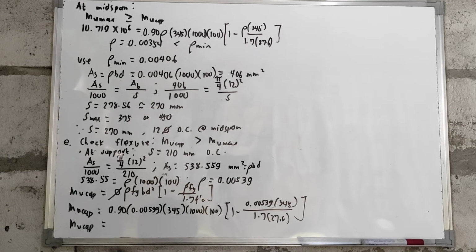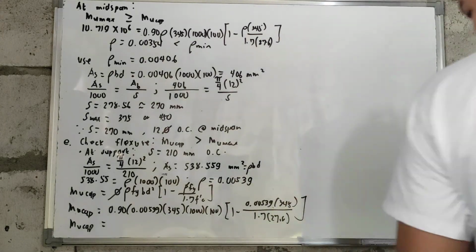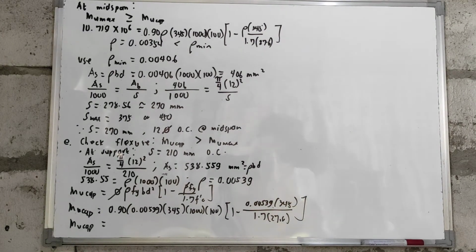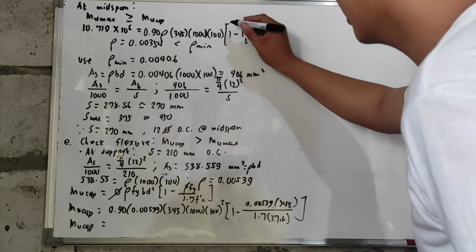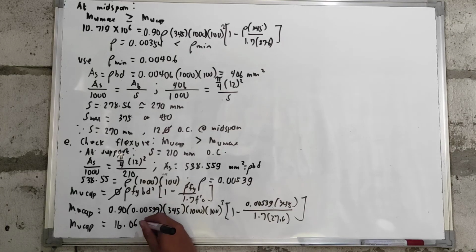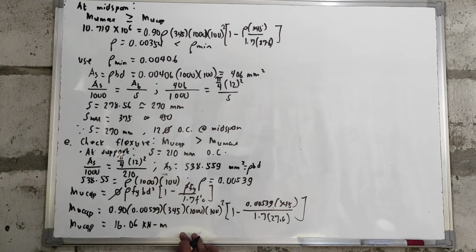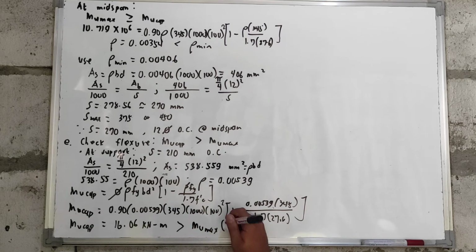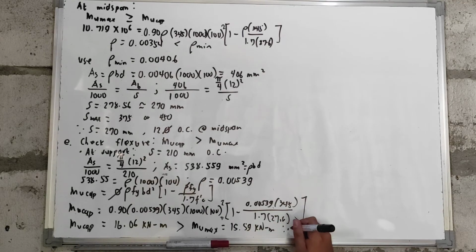wait lang ha, compute natin. So that is equal to 16. So, eto, meron lang mali sa formula natin. Hindi natin nalagay yung squared sa D. Squared. Okay. Naka-squared dyan. So, that is equal to 16.06 kilonewton meter. So, times 10 raised to 6 yan. So, alisin natin yung times 10 raised to 6 para maging kilonewton meter yan. Which is, etong nakuha natin na Mu capacity that is greater than to the value ng Mu max natin na dadalhin nung slab natin which is equal to 15.59 kilonewton meter. Therefore, safe tayo at support.